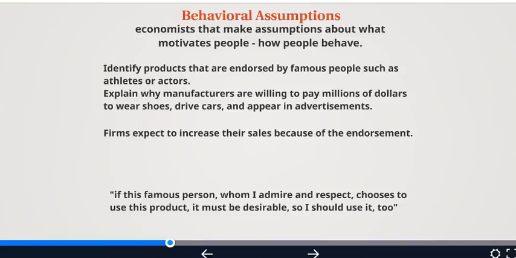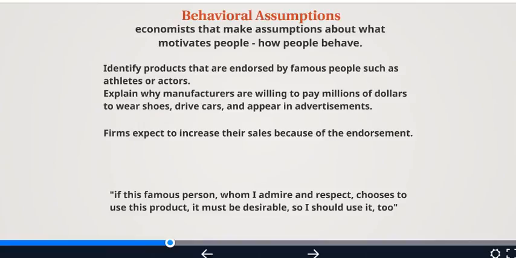So firms, they do this. They hire and pay millions of dollars to actors or athletes because they expect to increase their sales because of the endorsement. It's a behavioral assumption.